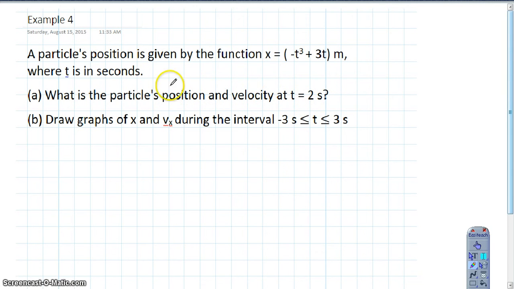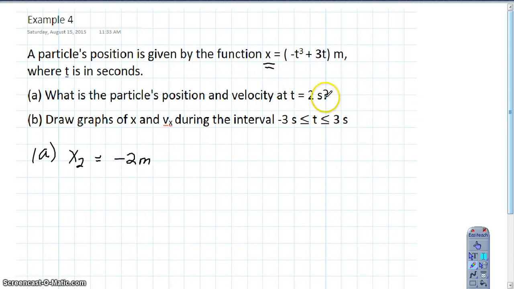Okay, again, don't ever overthink the position questions, right? If I want to find the position and it gives me the function of x, I just plug it in. So I plug in 2 for part A, the position at 2 seconds. Negative 8, and then plus 6, I get negative 2 meters. I know I didn't show my work, but I hope you guys could follow that okay.